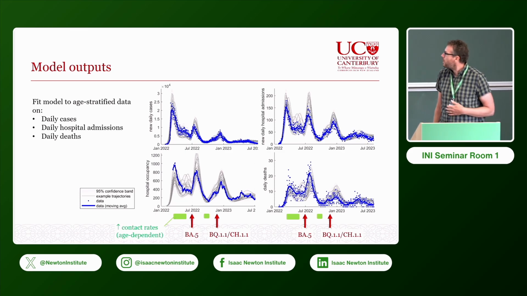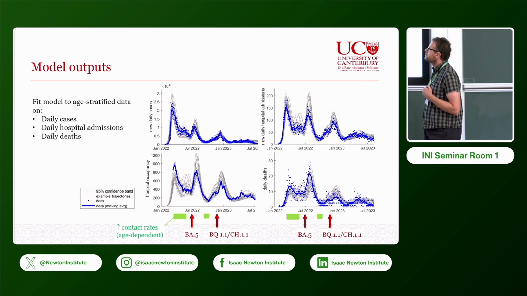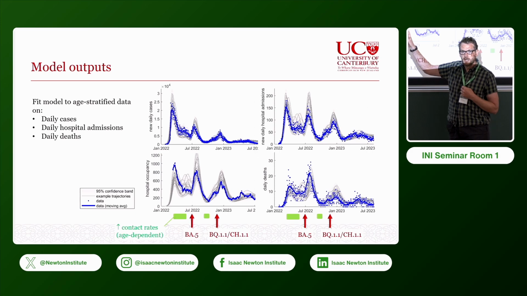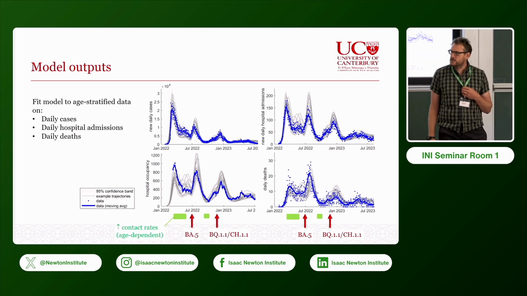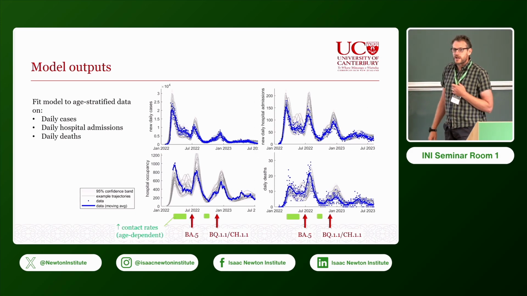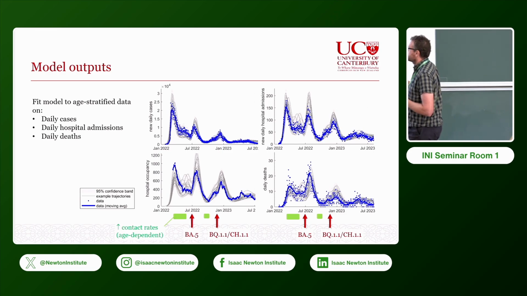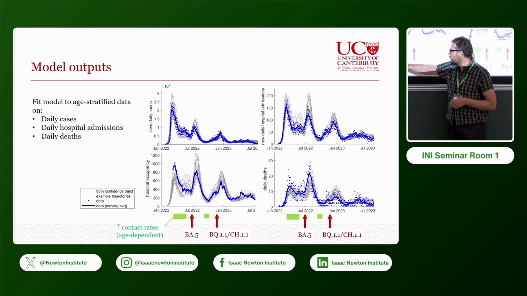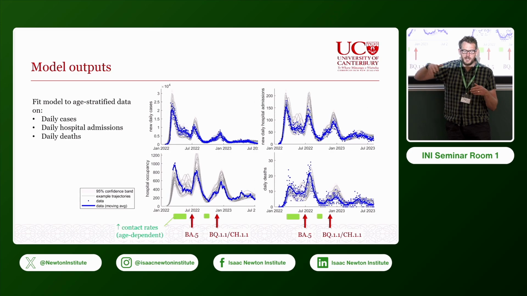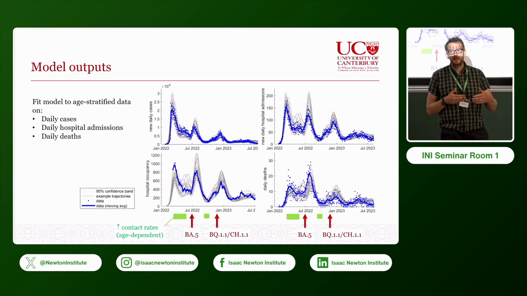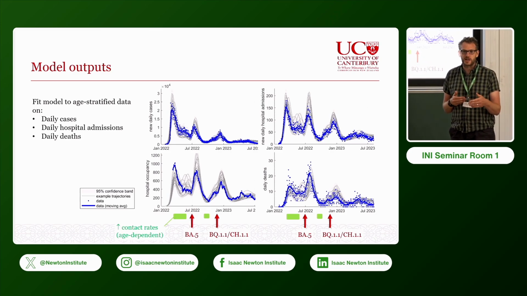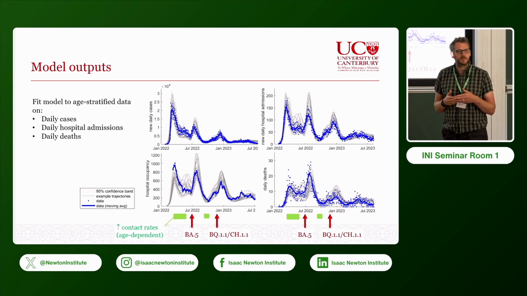So we fitted this model to age stratified data on cases, hospital admissions, and deaths. We had to add in a few ingredients to enable the model to fit 3 or 4 waves as time went by. The main ones are highlighted down the bottom here. First of all, we modeled an increase in the contact rate, particularly amongst older age groups, after the peak of that first wave. During that period of time, public health interventions were being progressively relaxed.